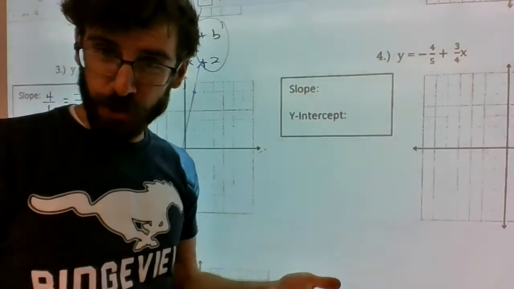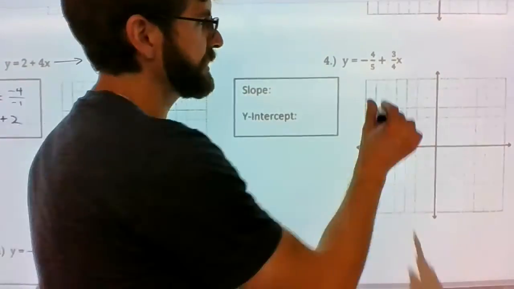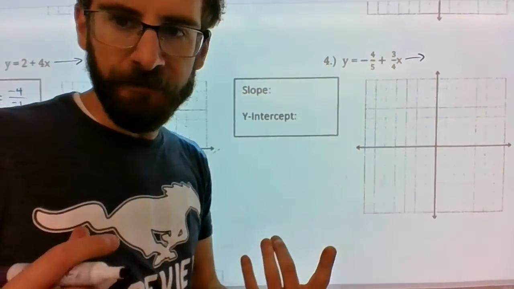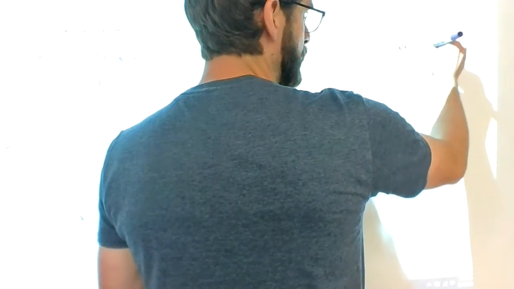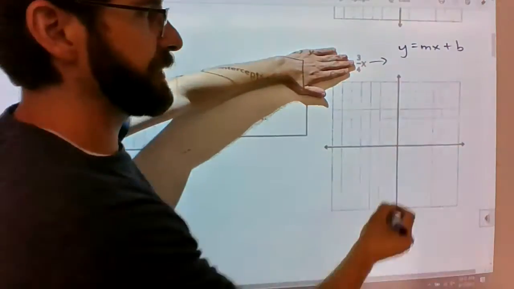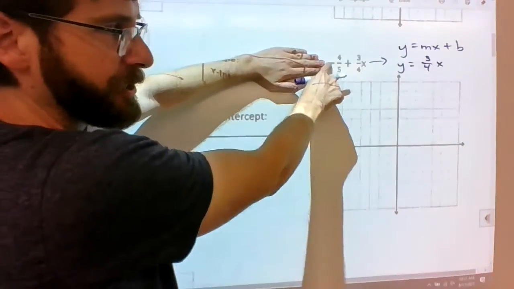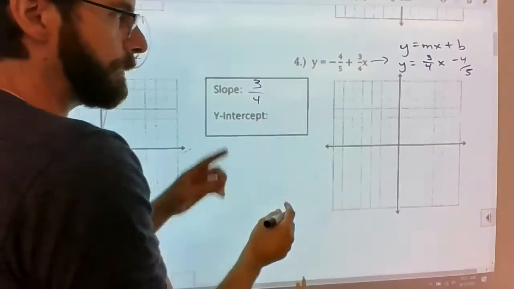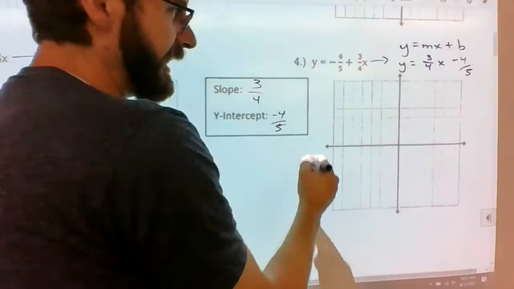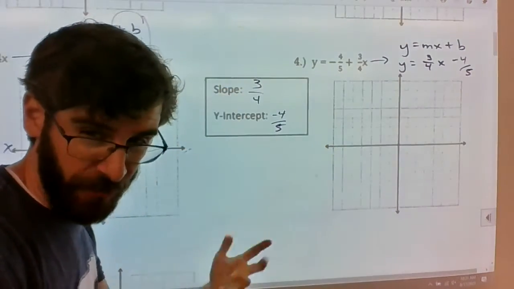On number 4, this one's a little trickier because you've got 2 fractions involved. Keep this in mind, though. The x term has to be written first no matter what, if it's a fraction or if it's not a fraction. So what I want to do is say, to get it to look like y equals mx plus b, I need to rewrite this as y equals positive 3/4 x and then minus 4/5. So what that means is that slope is still 3/4, but my y-intercept is a fraction. It's like a decimal. It's like 4/5 of a block below the origin.